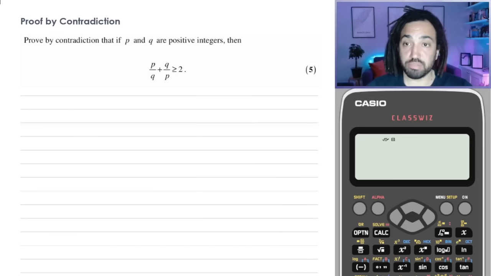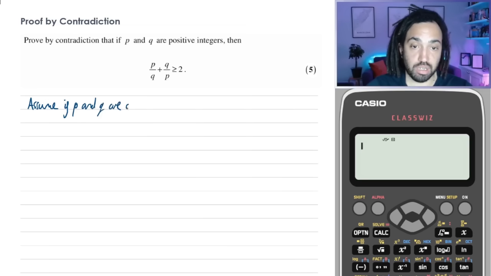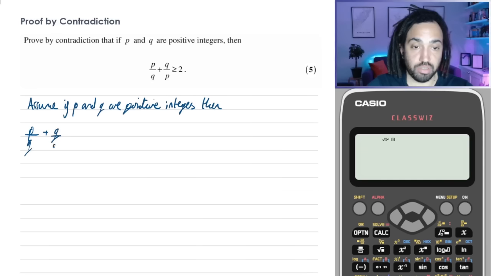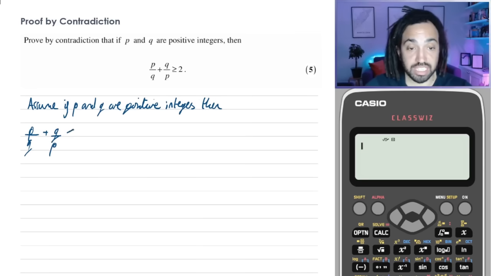Okay, first question is proof by contradiction, and we always start by assuming the opposite. So we're going to assume if P and Q are positive integers, then P over Q plus Q over P is less than 2. Now what's the opposite of being greater than or equal to 2? It's less than 2.